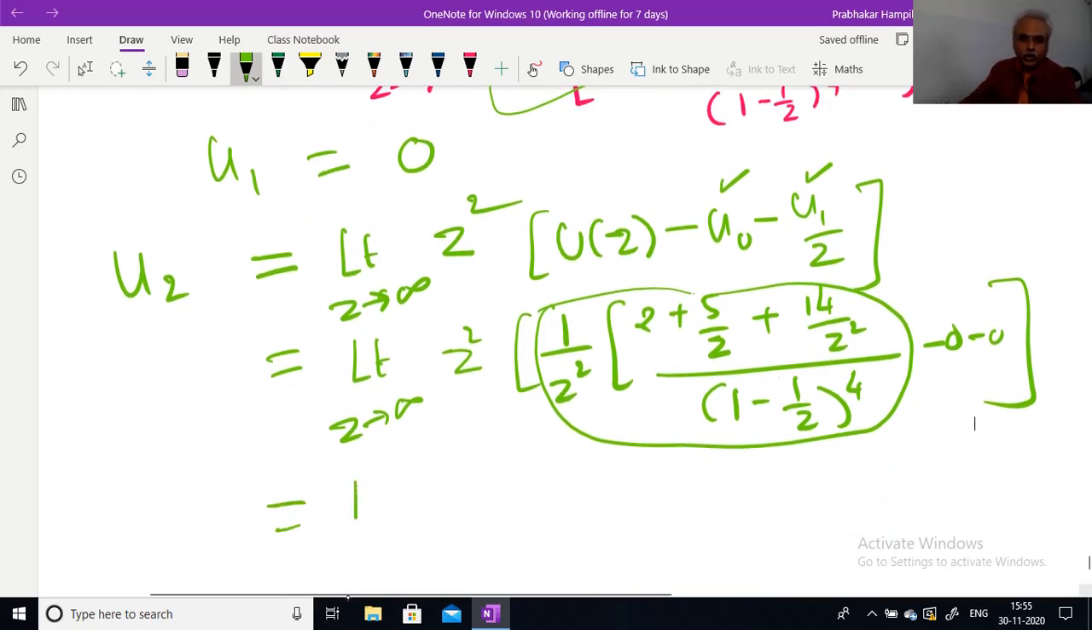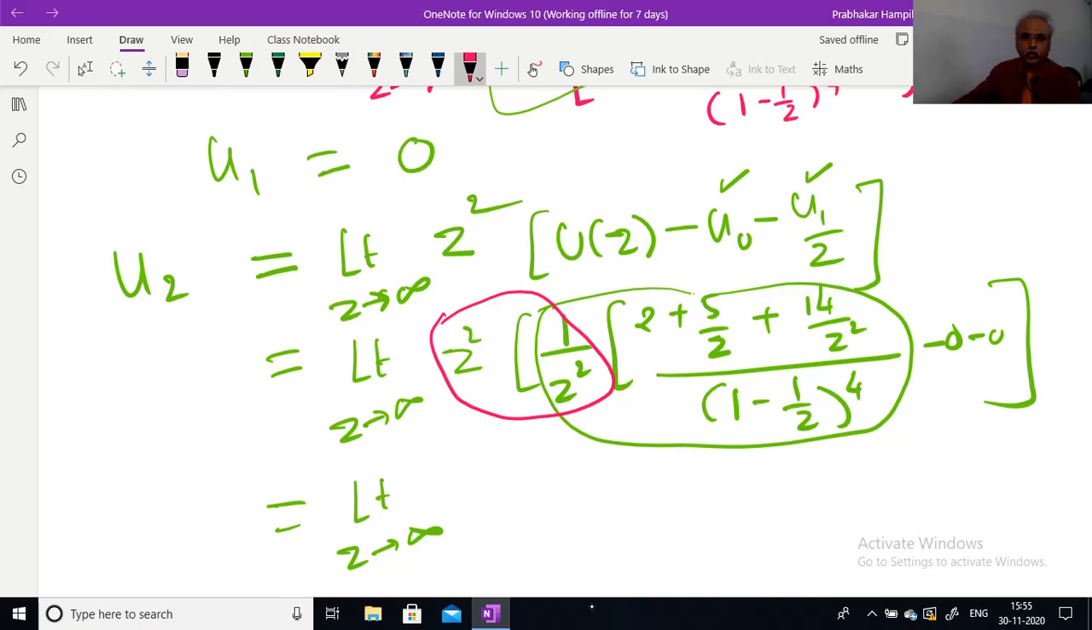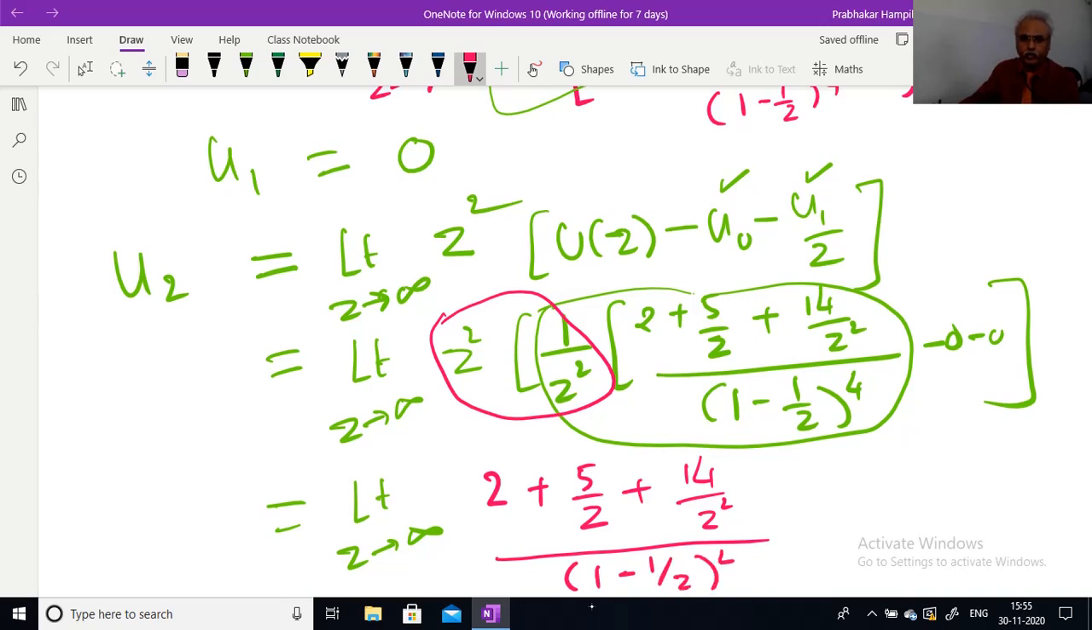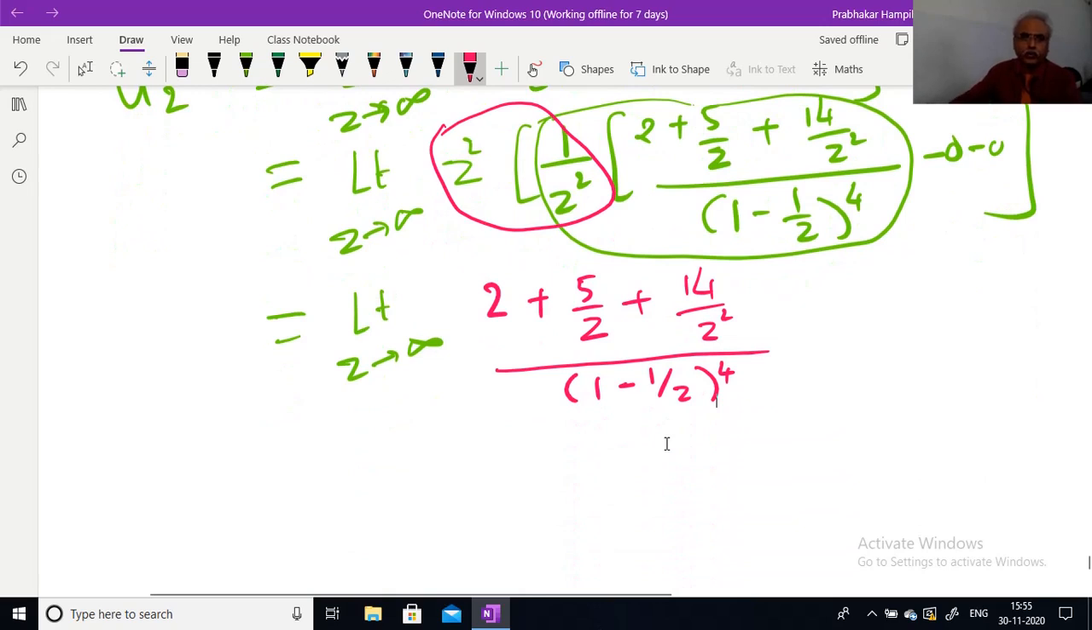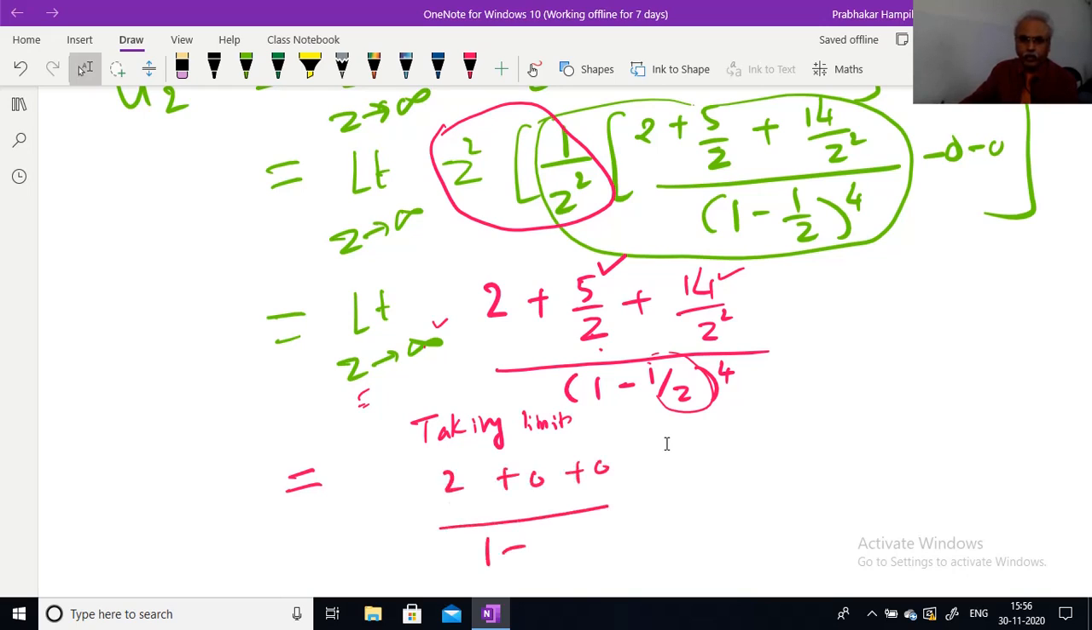Now it is very crystal clear that in the limit of z tending to infinity, these two z square terms are getting cancelled. So whatever remains is 2 plus 5 by z, and the denominator becomes 1. Now if I take the limit, 5 by infinity is 0, 14 by infinity is 0, 1 by infinity is 0, so 1 raised to 4. So taking limits, we get 2 plus 0 divided by 1 minus 0 raised to 4, which is telling you the value of u0.